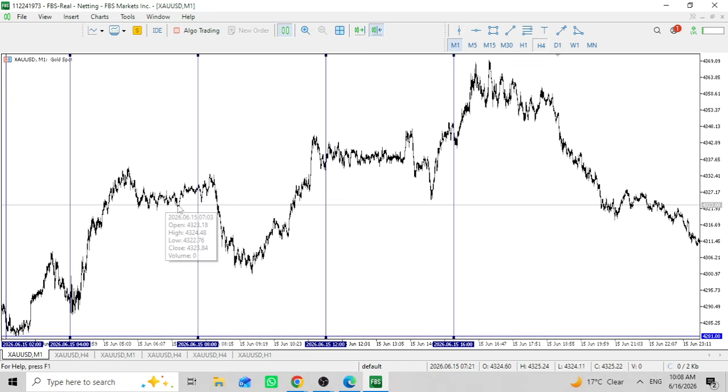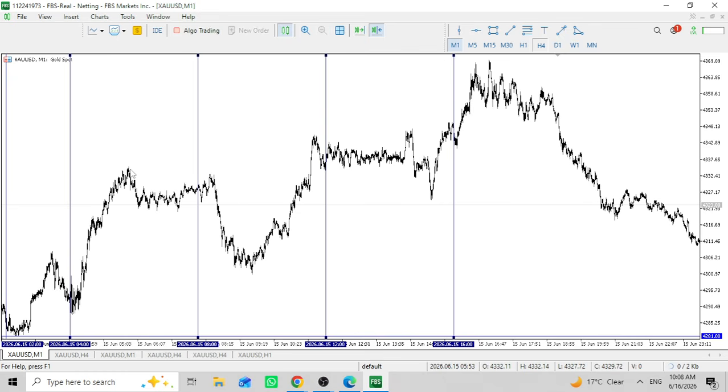Now the next 4-hour candle, you need to predict its high. Sell here, buy here. That 4-hour candle, you were supposed to do that. This one, you were supposed to buy here, sell here. Buy cheap, sell high.